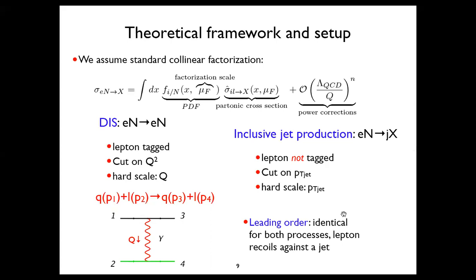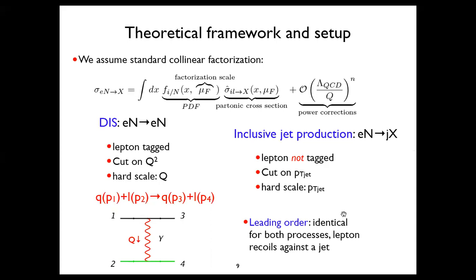So the usual DIS process is shown on the left. The relevant aspects of this that are important for this talk are given there in bullets. DIS is distinguished by a tagged lepton. This introduces a cut on the momentum transfer Q squared and leads to a hard scale being Q. Diagrammatically, at leading order in QCD perturbation theory, the diagram is just shown down below. It's a quark-lepton scattering.